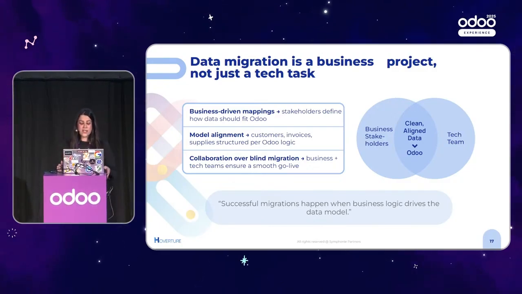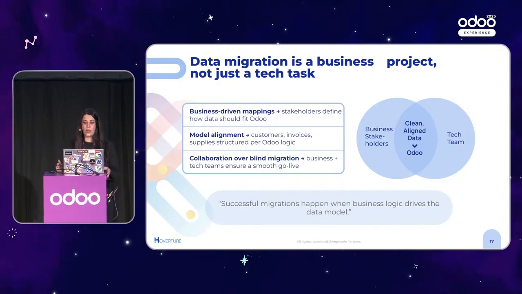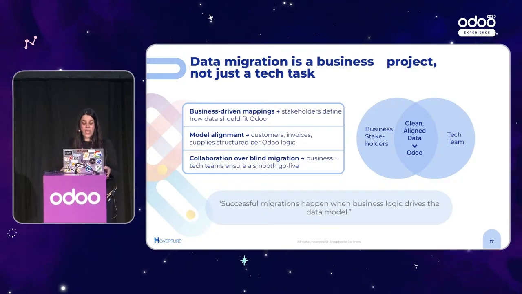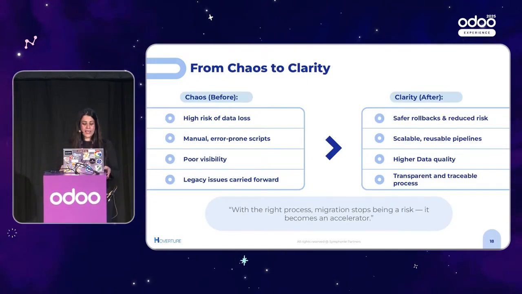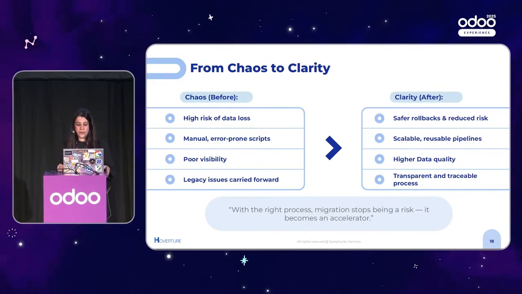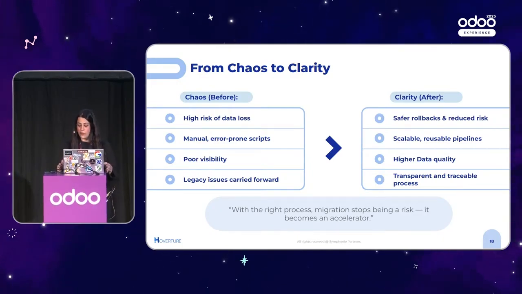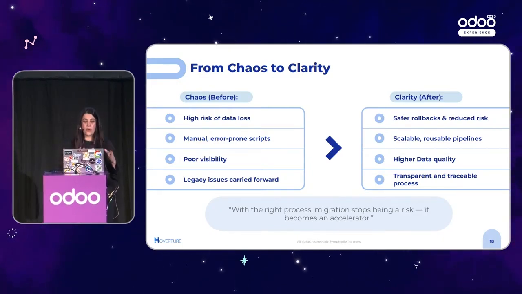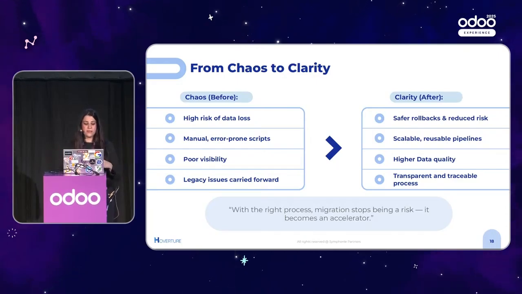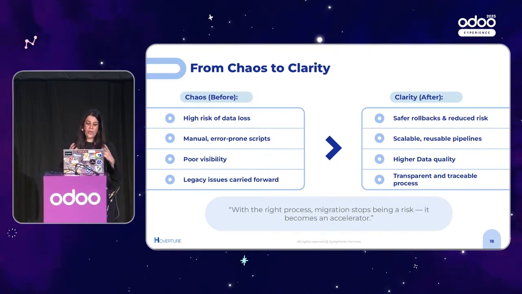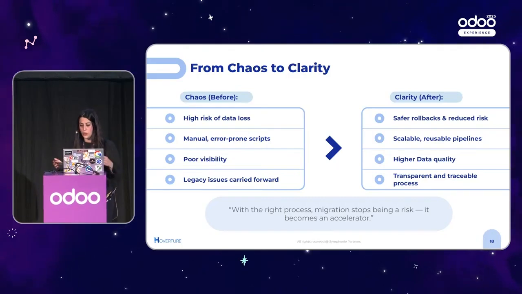So successful migration happens when business logic drives the data model, and this is very, very crucial for this kind of project. And to summarize, in this kind of project, you basically go from chaos. Before, you have a high risk of data loss, you have scripts that are manual, fragmented, and not orchestrated. And if you don't bring the right things into this kind of project, you will have legacy issues in the new system.